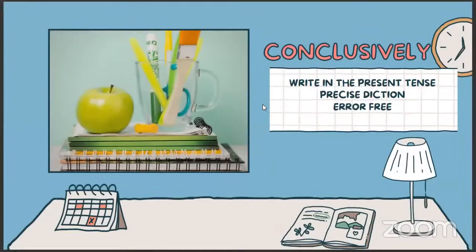And then let's talk about our conclusion, right? So we talked about the introduction, we talked about the body paragraphs, and now we're going to discuss the conclusions. So for conclusions, here it is. You want to be sure that throughout all the essay, you are writing in present tense. And honestly, this is me concluding everything in addition to talking about the conclusion, right? You want to make sure that you have precise diction and you want it to be error-free.